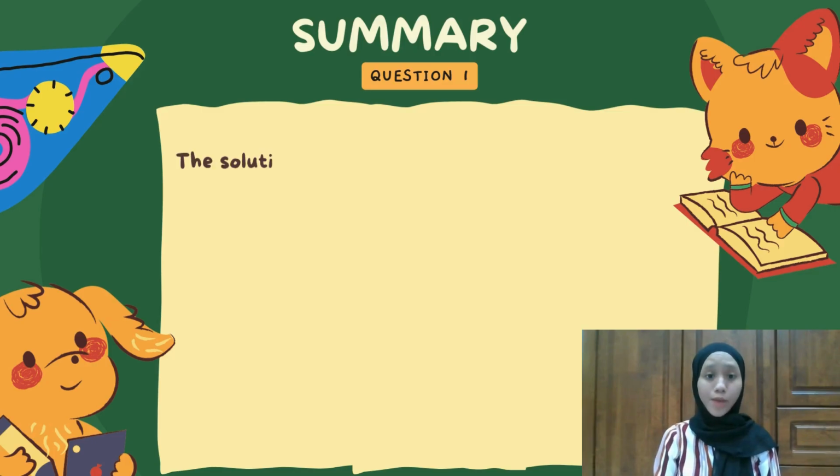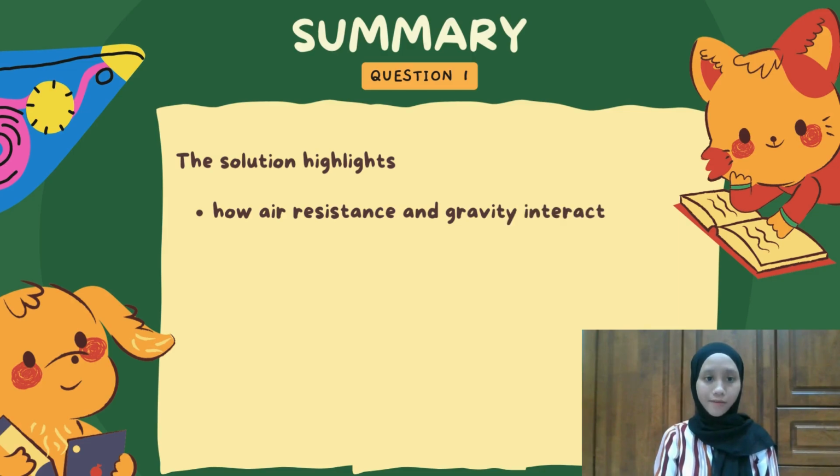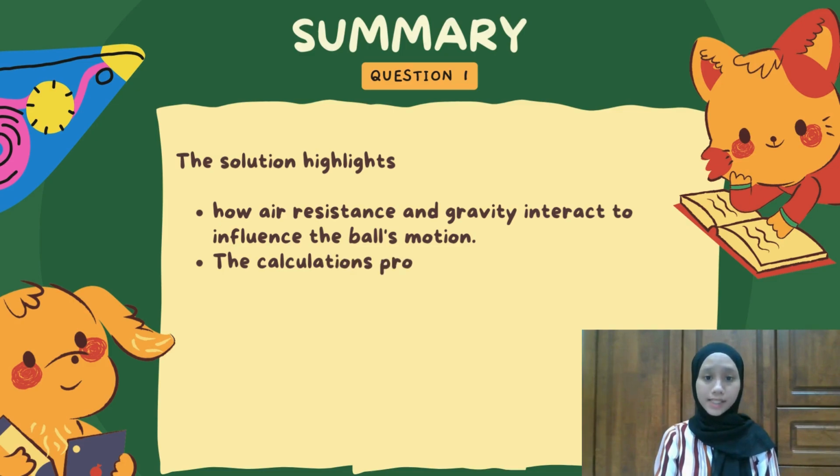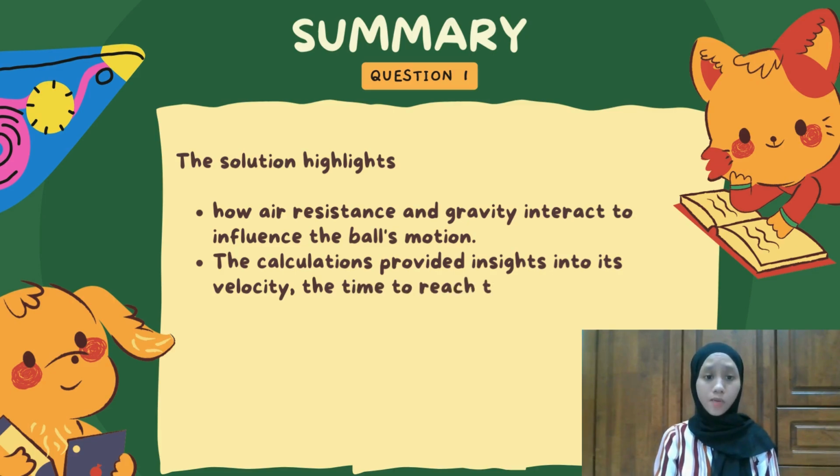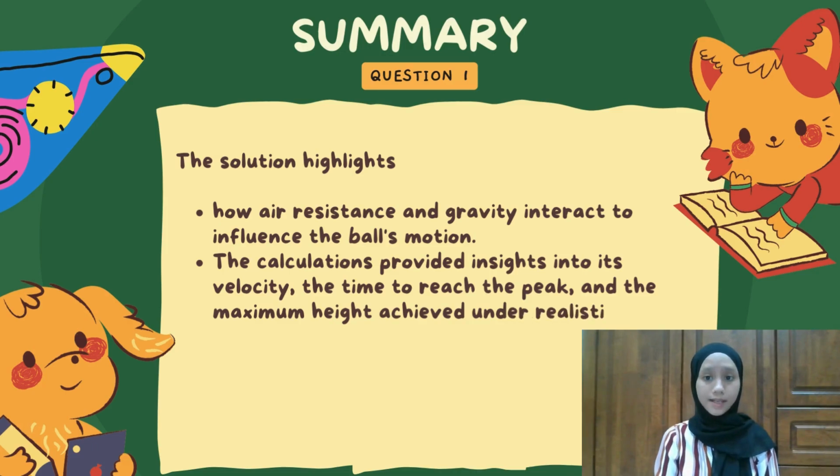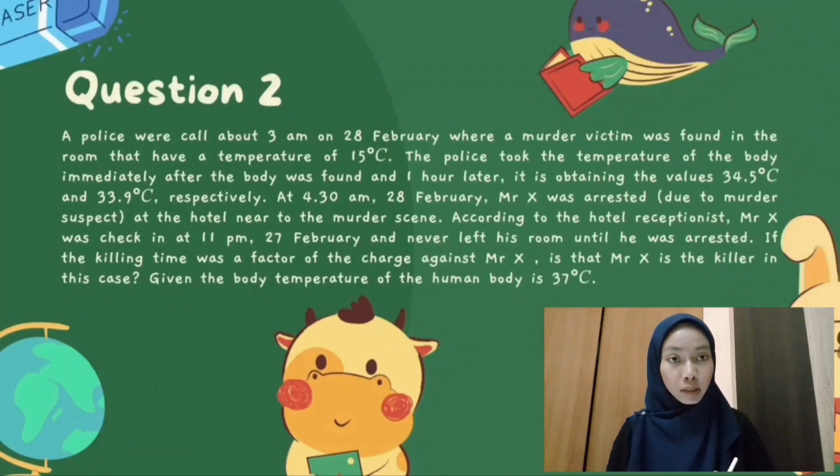In this problem, we analyze the motion of a tennis ball launched upward, considering gravity and air resistance. The solution highlights how air resistance and gravity interact to influence the ball's motion. The calculation provided insight into its velocity, the time to reach its peak, and the maximum height achieved under realistic conditions. Now, let's move to the next question.